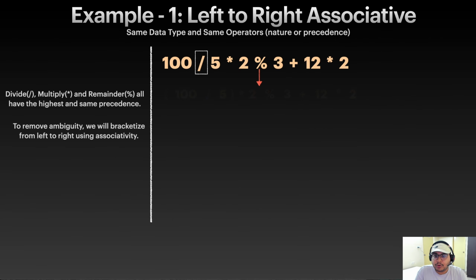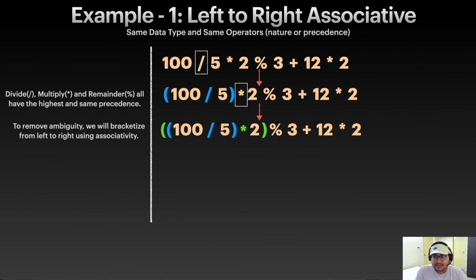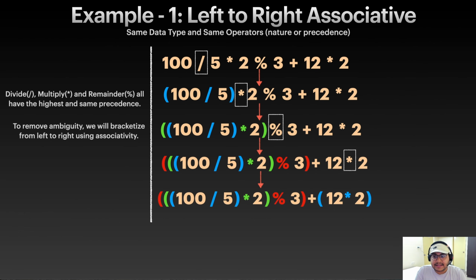So we place blue brackets around it. Next, multiply is executed. So we place green brackets around it. Then modulo is carried out, so we place red brackets around it. After that, multiply is performed again, so we place it in blue brackets. And finally, the addition operation, which has the lowest precedence, will be evaluated at the end.